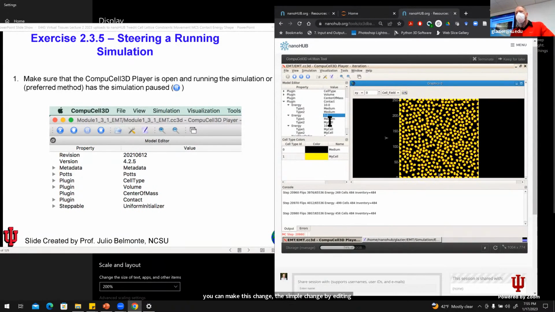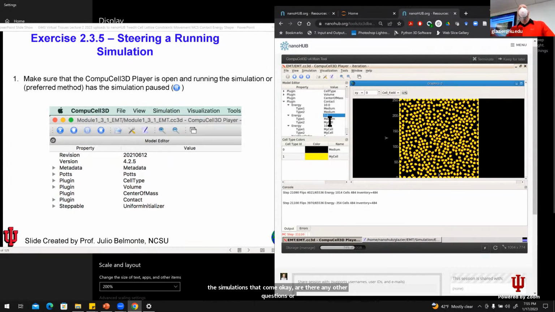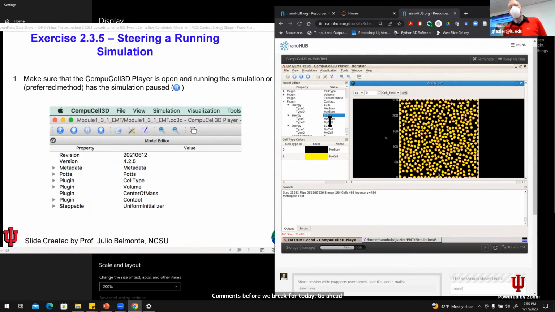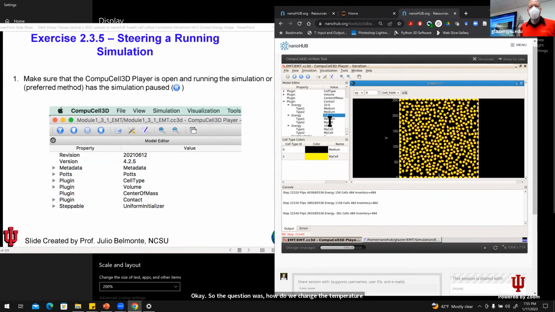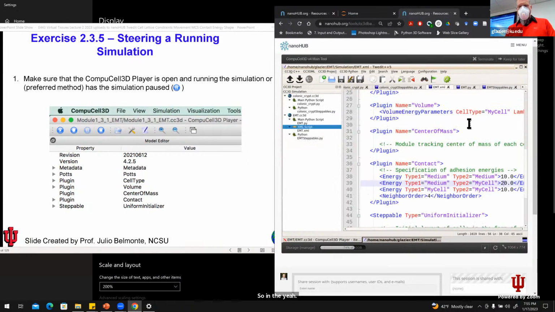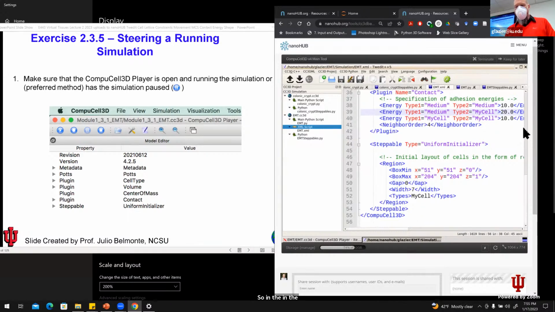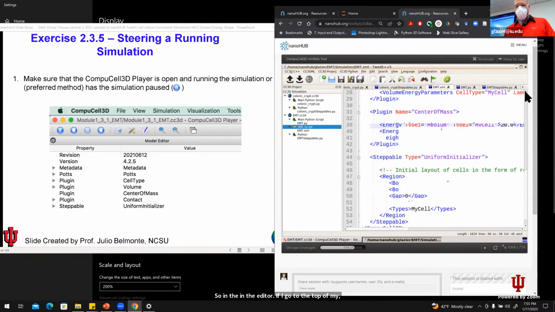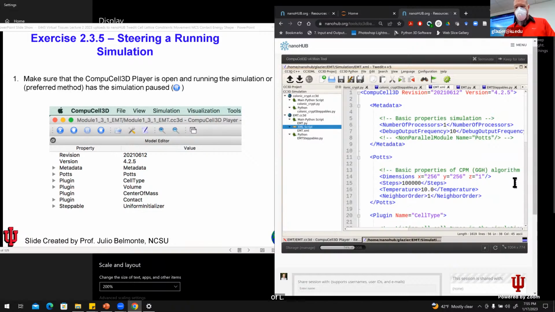Okay. Are there any other questions or comments before we break for today? Go ahead. Okay, so the question was, how do we change the temperature? How do we change the fluctuation amplitude in the simulation? So in the editor, if I go to the top of my XML, at the very top, I will see this line 16, which says temperature. And by default, that's 10. I do not remember, this is something we can try together.